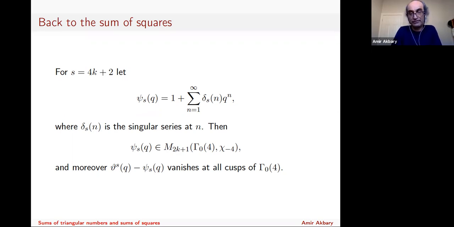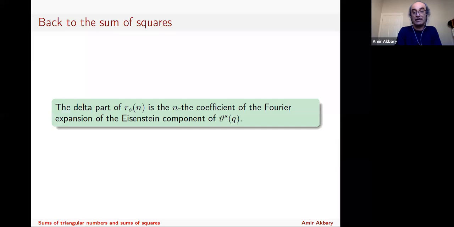chi minus 4. Something more interesting: if you consider the difference between these two, then it's going to be again a modular form, but it also has this special property that it's going to vanish at all the cusps of gamma naught 4. Okay, so I have to say a little bit more about modular forms, this was an example.